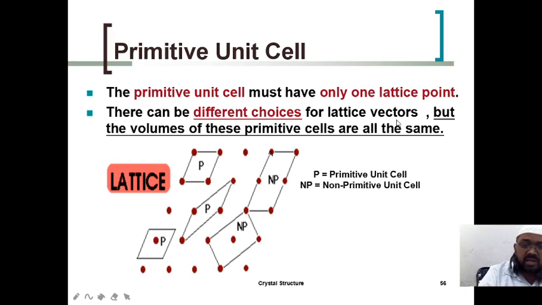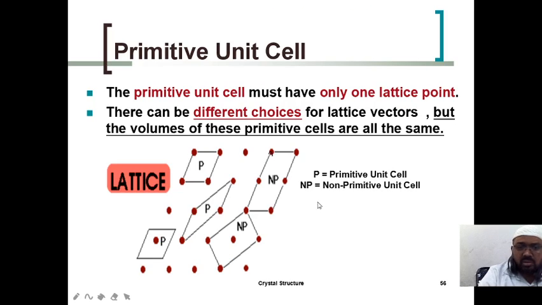Now the primitive unit cell must have only one lattice point, and there can be different choices for lattice vectors, but the volumes of these primitive cells are the same. Here P means primitive unit cell and NP means non-primitive. You can see how many ways we can draw primitive and non-primitive cells. In the primitive case, there are three figures showing the primitive unit cell. Here the particular point is unique, and this is also unique, so we call this a primitive unit cell. And wherever you find an extra atom or point apart from the corners, we call such a cell a non-primitive unit cell.